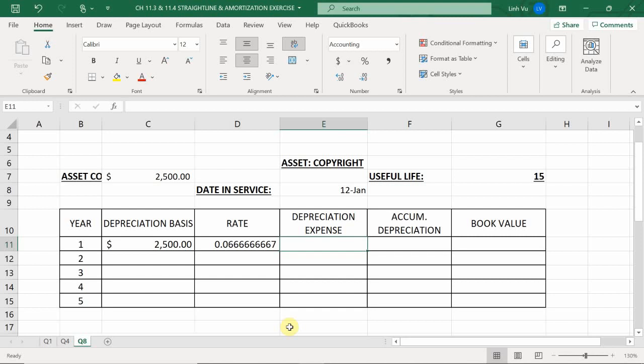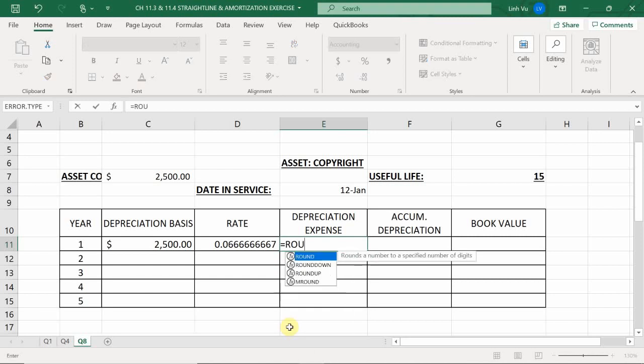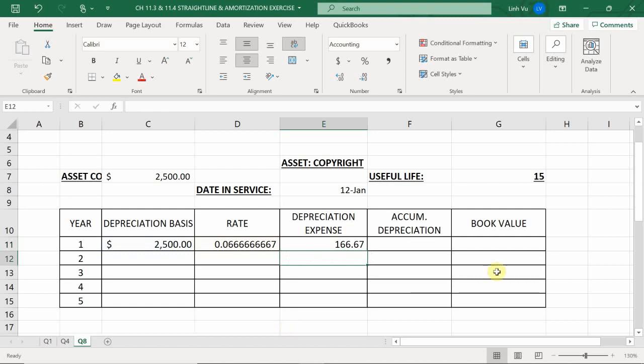So then, in this case, assuming that I depreciate at the end of the year, what is going to be my depreciation expense for the first year? This one I'm going to use an equal round. It's going to be 166.67. 166.67 is correct.